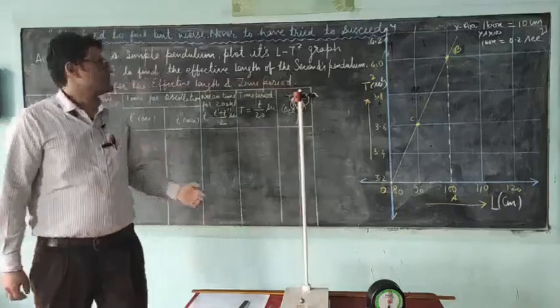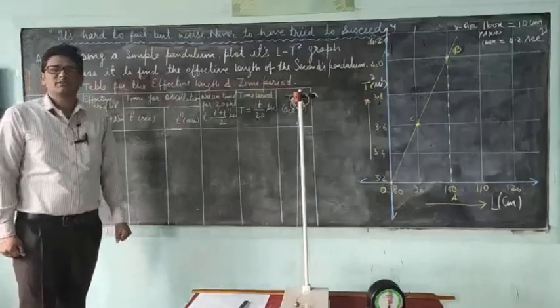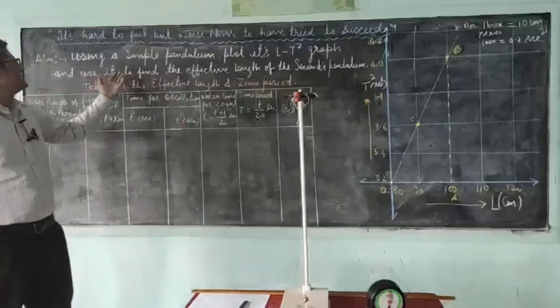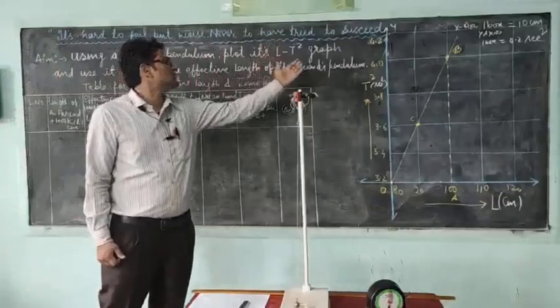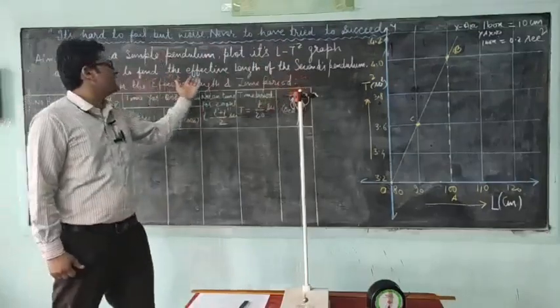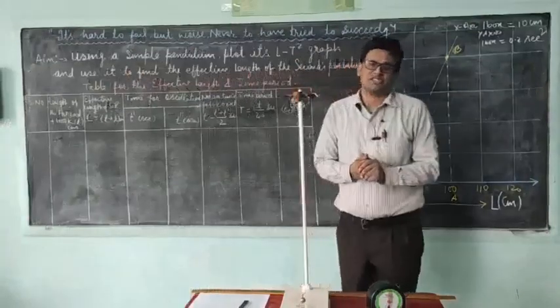Today I am going to discuss a physics practical from class 7. The aim of the practical is, using a simple pendulum, plot its L versus T square graph and use it to find the effective length of the second pendulum.